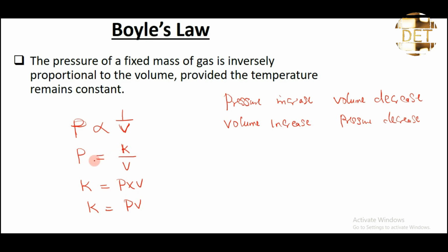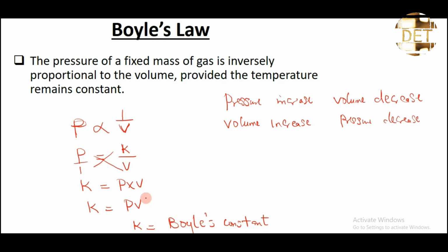What we did here is P all over 1, so we cross multiplied. K times 1 will give you K, which is equal to P times V, which will be equal to PV. So this K that we've gotten here is our Boyle's constant. It's known as Boyle's constant.